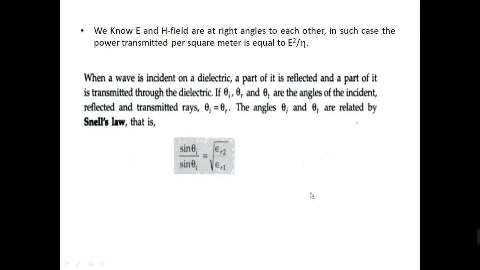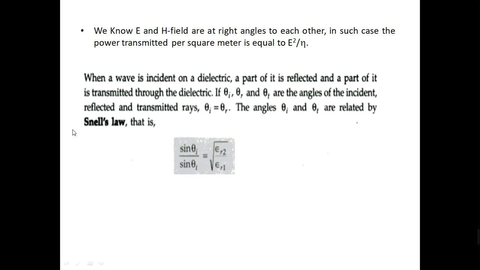So now let us see here. Remember always that electric field and magnetic field are perpendicular to each other, at right angles to each other. In such a case, the power transmitted per square meter will be equal to the square of the electric field divided by the impedance of the medium, E squared by eta. In oblique incidence, when the wave is incident on a dielectric, a part is reflected and a part of it is transmitted through the dielectric.